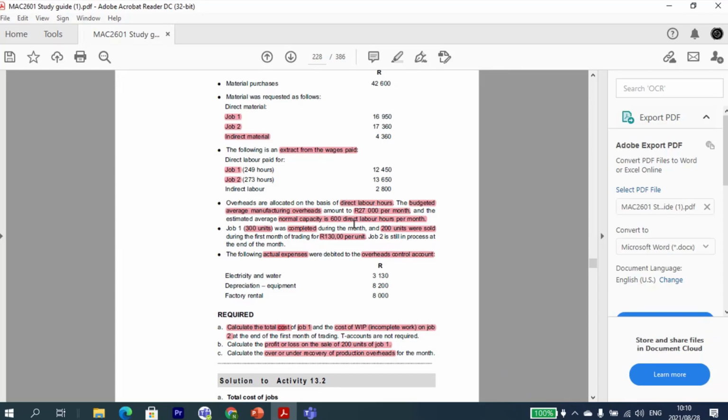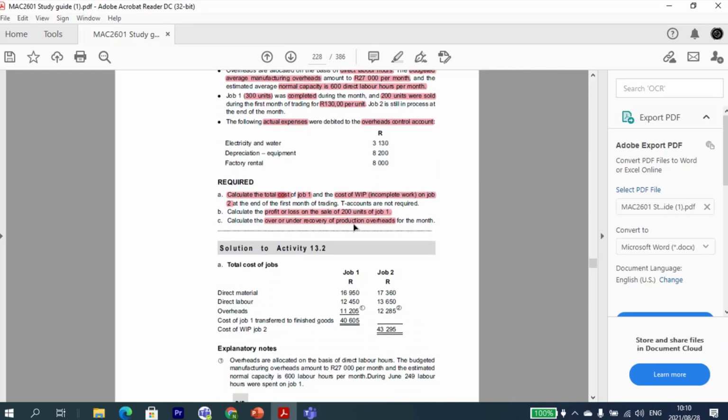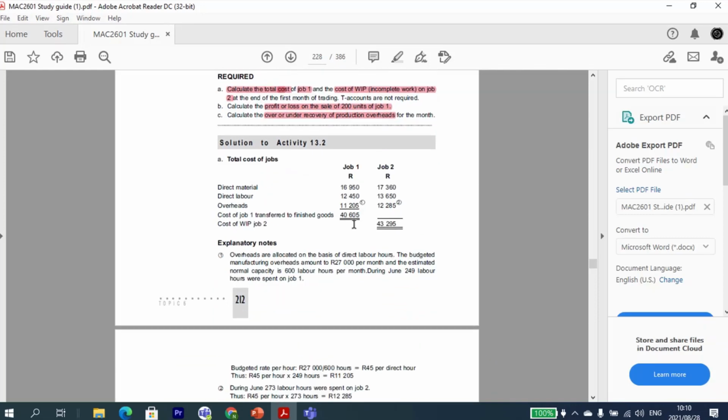So we took that 45 rand multiplied by 249 hours for job 1. And that's how we came to 11,205. Correct. And then for job 2, which is the 45 rand per hour multiplied by 273 hours, we got 12,285. Yes.